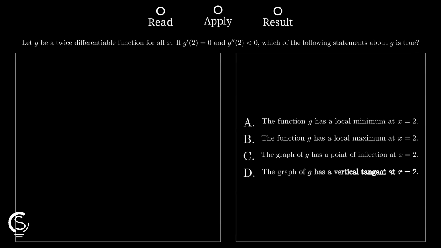First, look at the given information where the first derivative at 2 equals 0. This tells us that the slope is horizontal, meaning we definitely have a critical point right there.